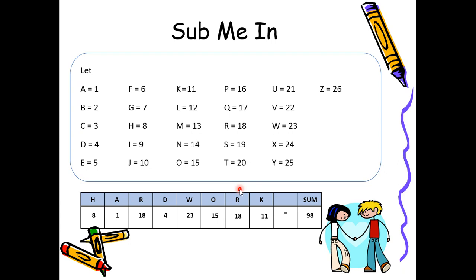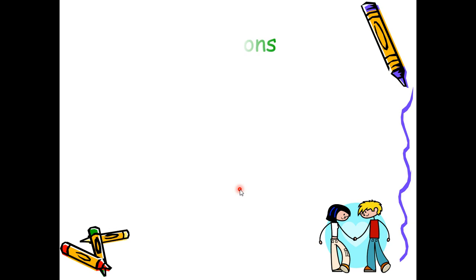Okay, very good everyone. Once we add together the numbers corresponding to the letters of the word hard work, the summation will be 98. So on functions, that's all we will do. We input the value of a specific letter, and then we get an output.